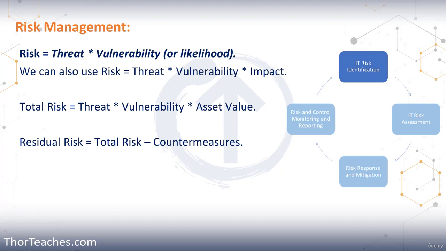A threat is a potential harmful incident. A vulnerability is a weakness that can allow that threat to do harm. Remember, to have a risk, we need both a threat and a vulnerability. The equation is risk equals threat times vulnerability, and sometimes you'll hear both threat and vulnerability referred to as likelihood. You may also see that equation as risk equals threat times vulnerability times impact.